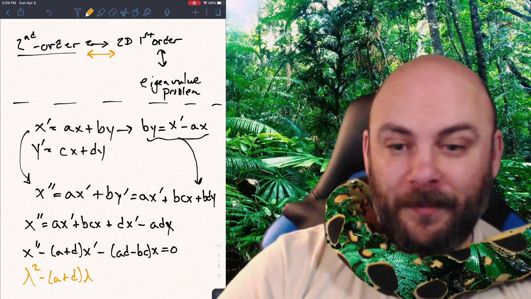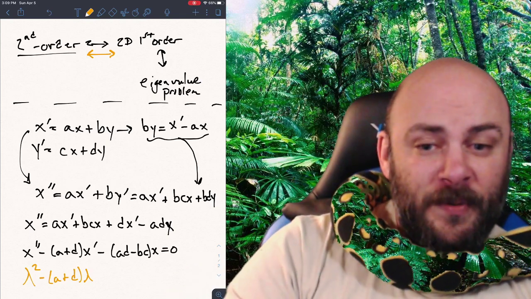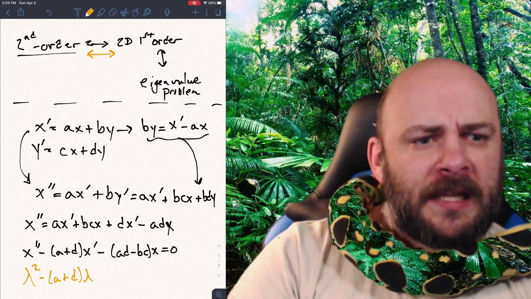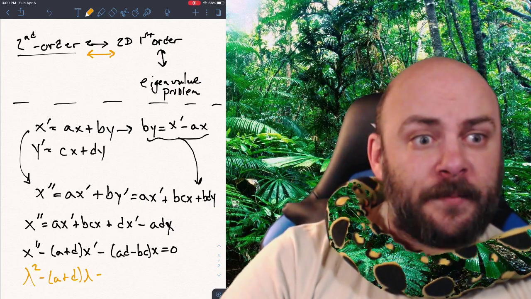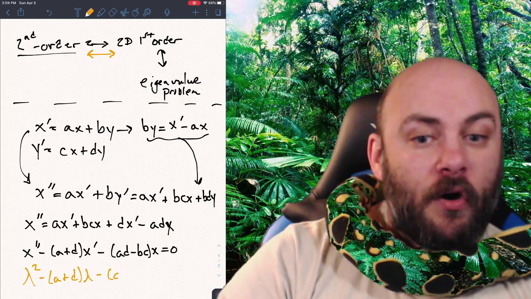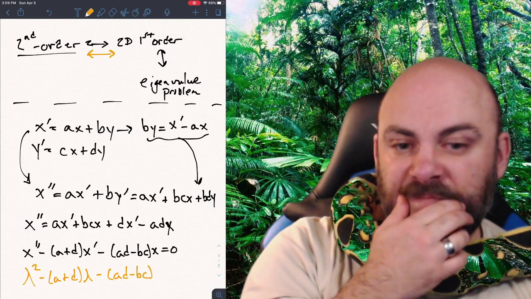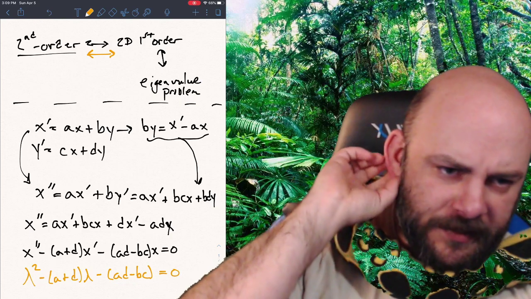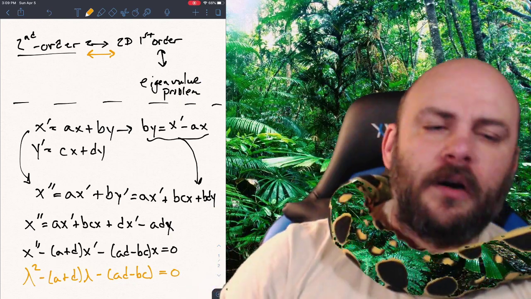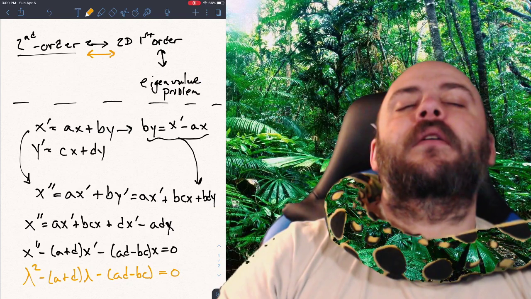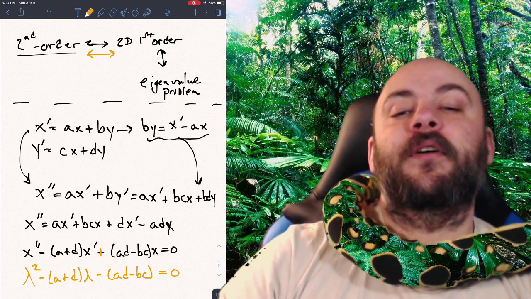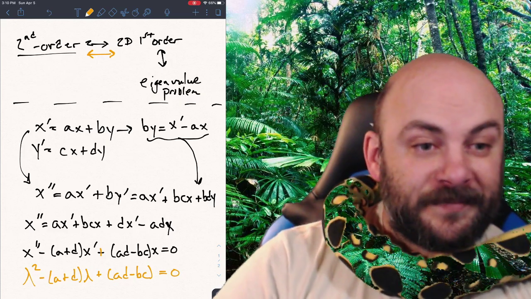Here, I notice I made a mistake. So we'd get lambda squared minus a plus d lambda. Now this should be turned to plus a times d minus b times c, all that equals 0. Yeah, so we've got a mistake here. Change those minus signs to plus signs and we'll be all set. Oh, I should have just re-recorded the video instead of making it last so long. Make it a plus. There we go.